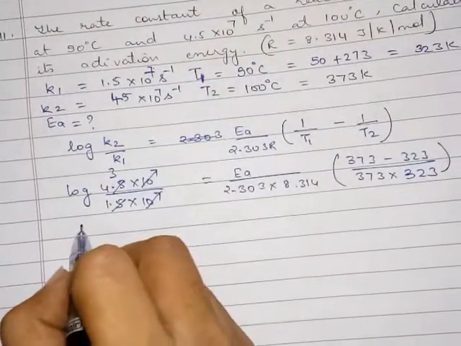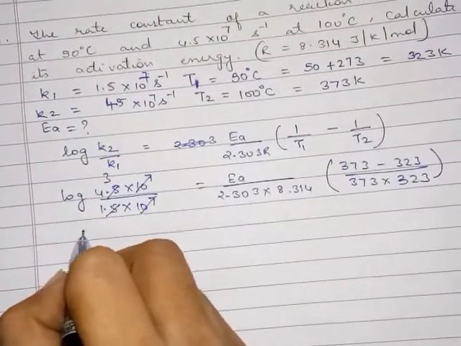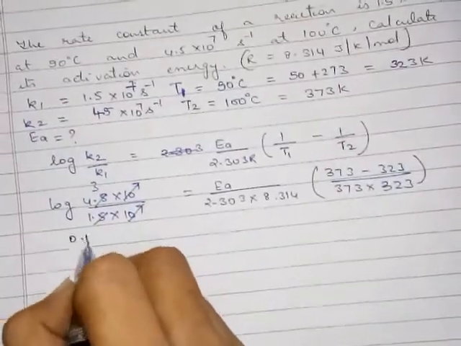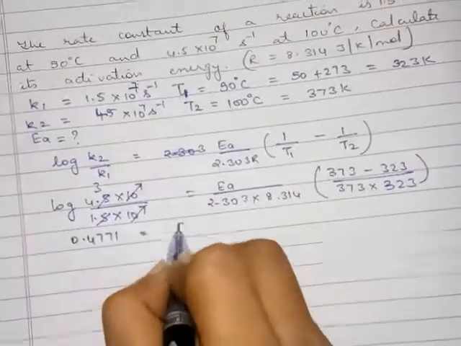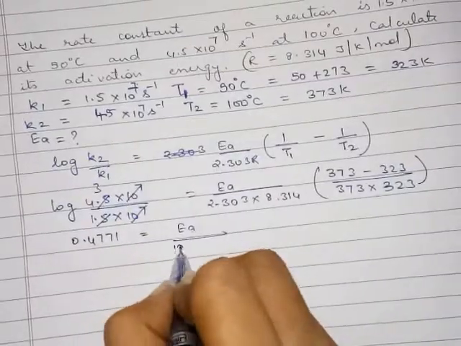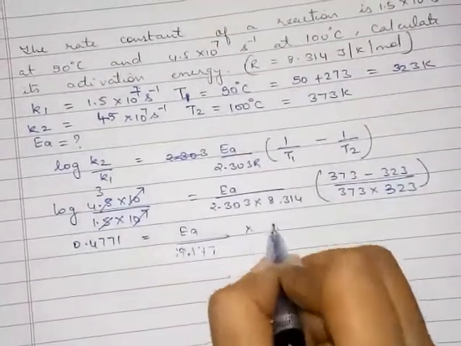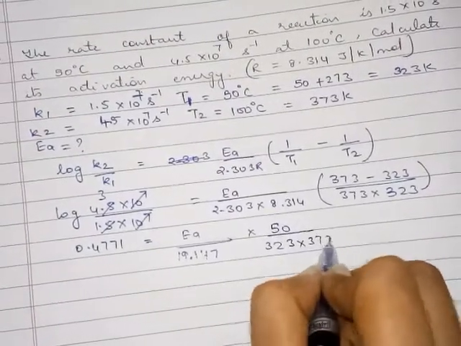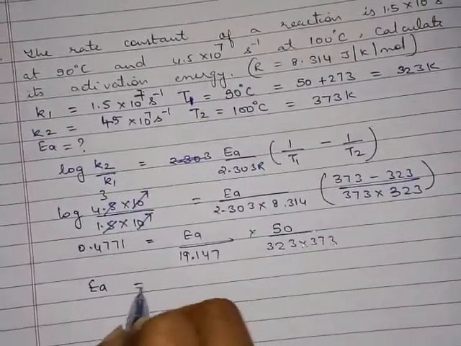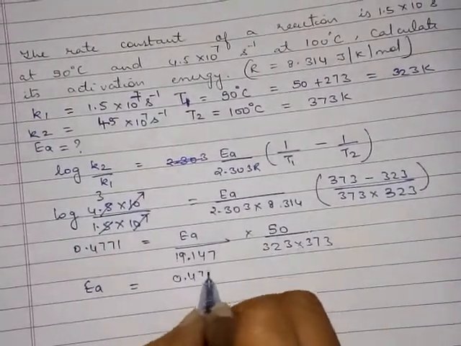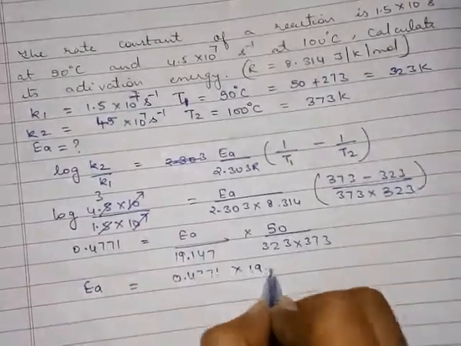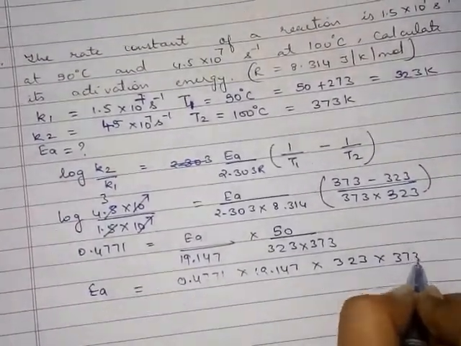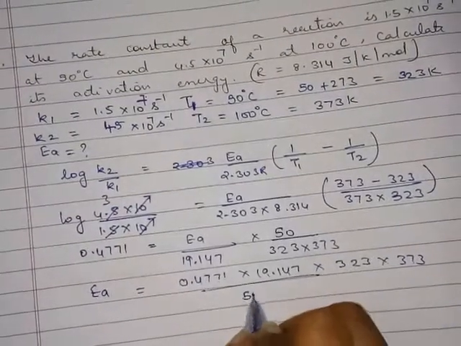So this is log 3. So log 3 is 0.4771, which is Ea. इन दोनों को मल्टीप्लाई करोगे 19.147, difference is 50 and when you multiply 323 into 373. सो Ea क्या होगा? Ea is log 3, that is 0.4771 into 19.147 into 323 into 373 divided by 50.